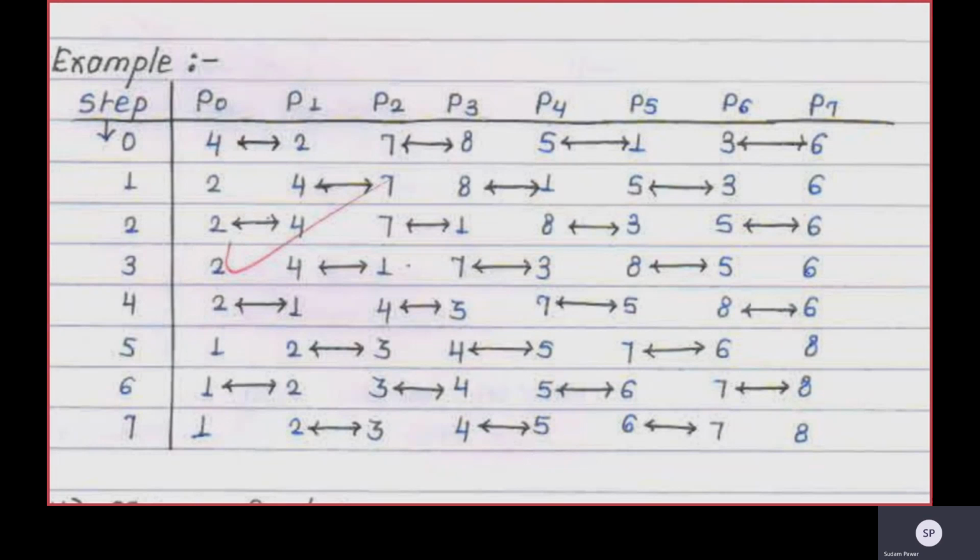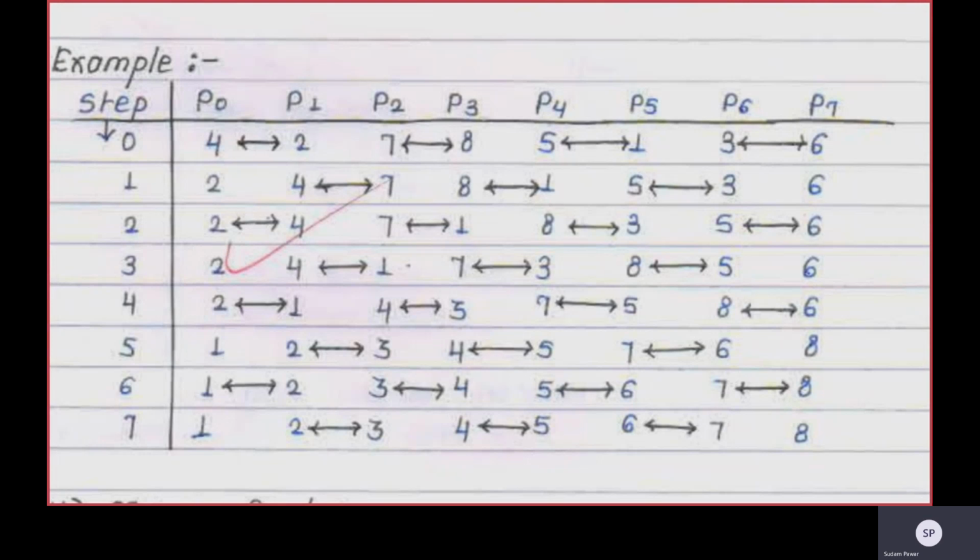In the third step, again you can say the odd step. Second is the even step, third is the odd step again. That is, 4 will be compared with 1, 7 with 3, 8 with 5, and if necessary, yes, 4 and 1 we have to exchange. 7 and 3 also exchange. 8 and 5, yes, need to exchange.